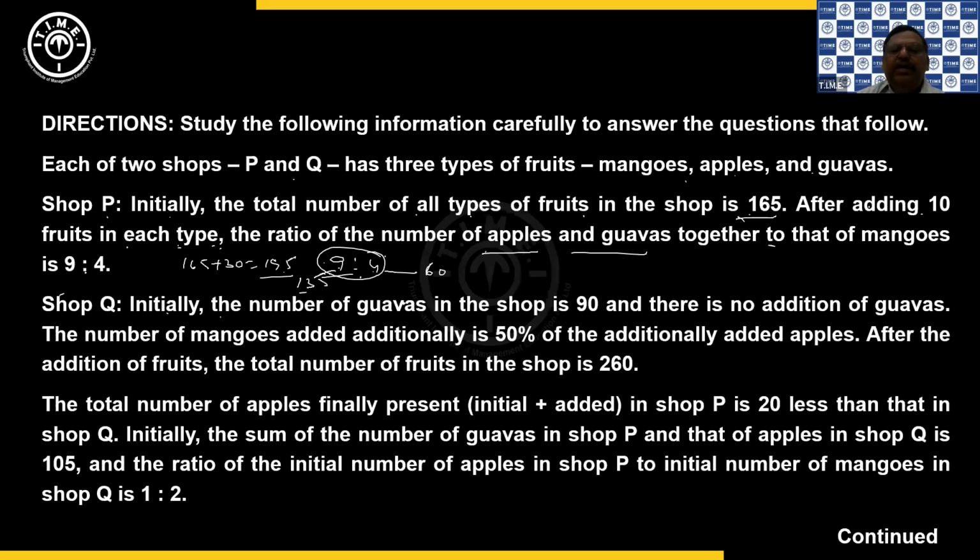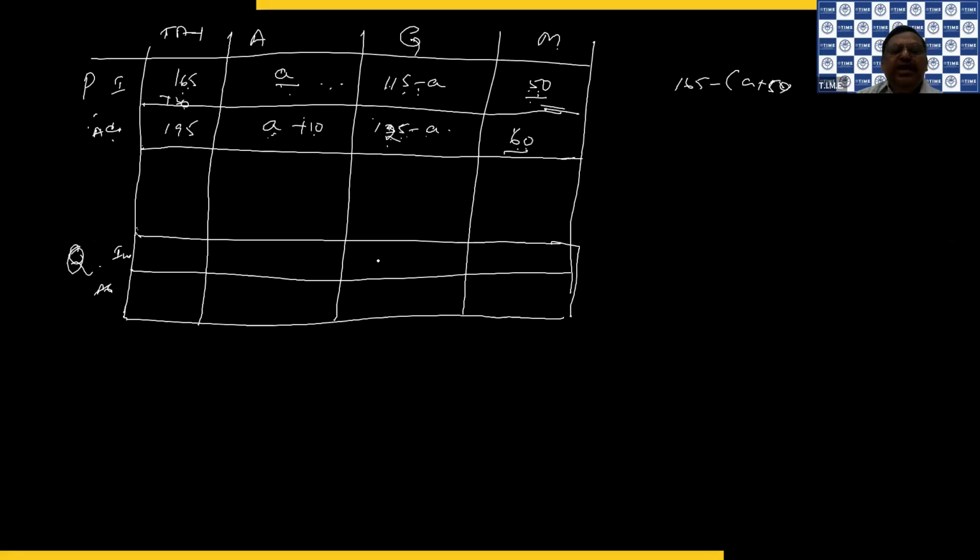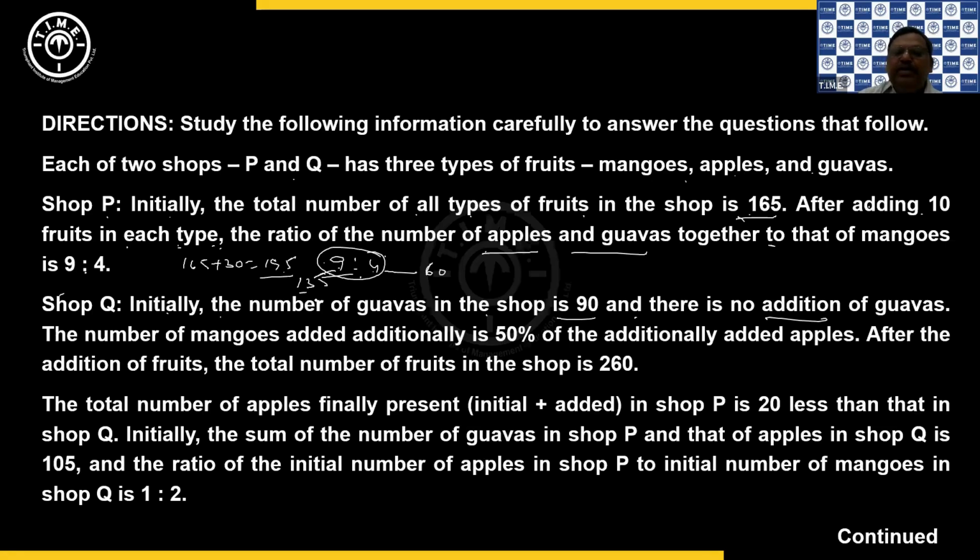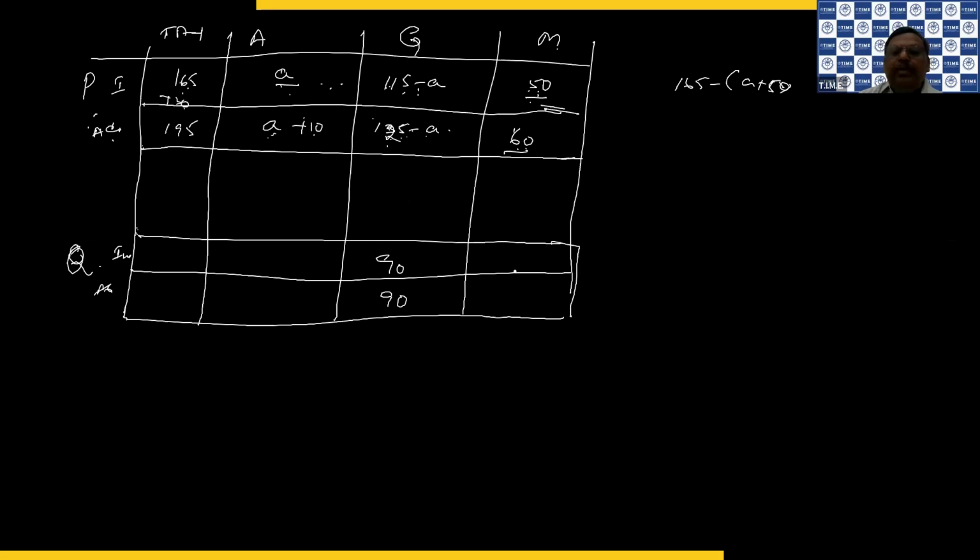Shop Q, initially the number of guavas in the shop is 90 and there is no addition of guavas. So G remains the same. G originally 90, there is no addition, it is 90 now. Next, what does the problem say? After the addition of the fruits, total number of fruits in the shop is 260. The total is 260 now.